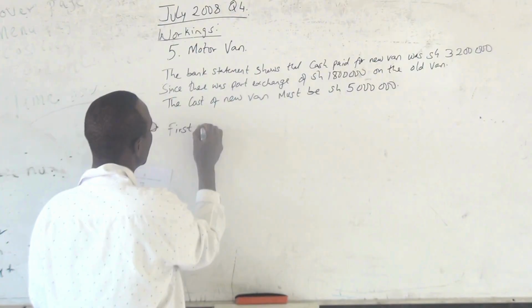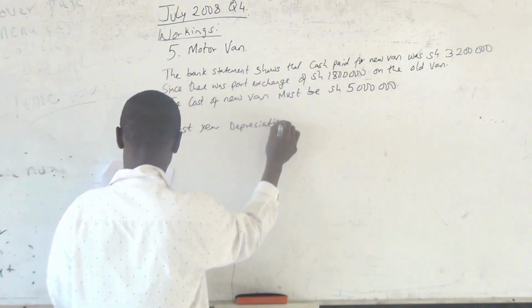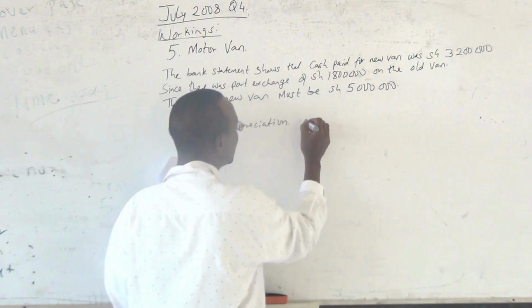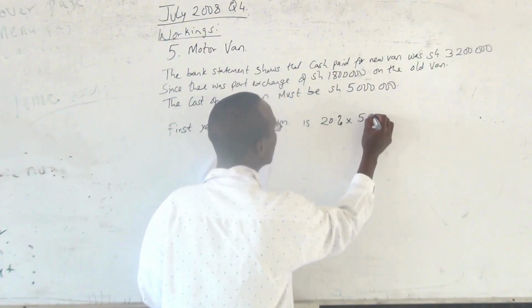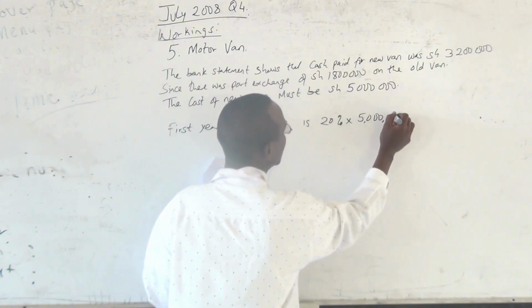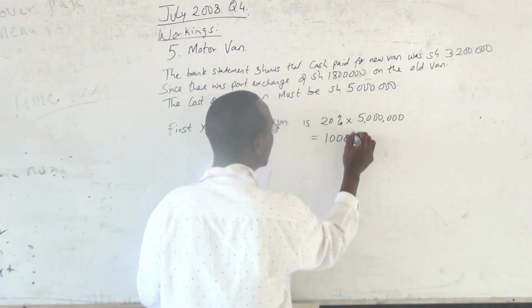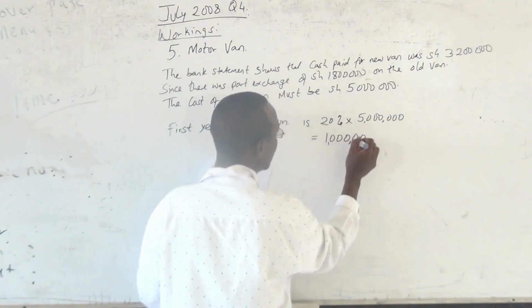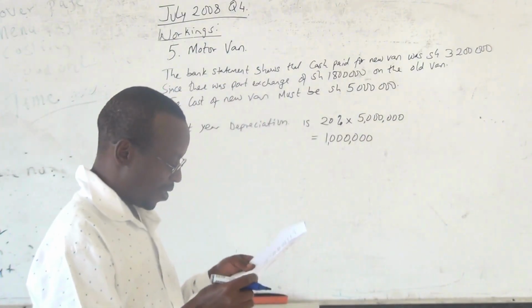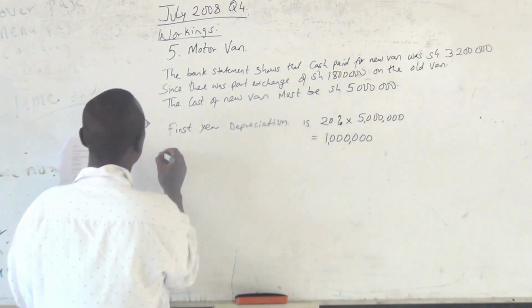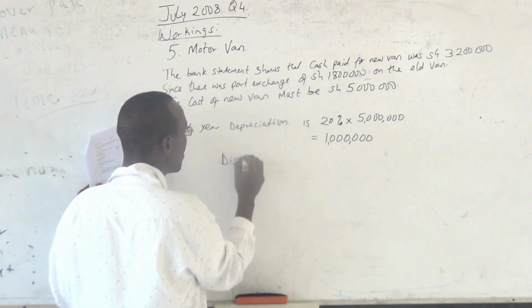Then first year depreciation is 20% of costs, which is 1 million. That is the depreciation. Then we need another working here, working 6, disposal of the old van.